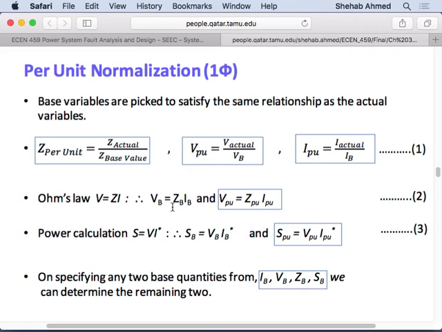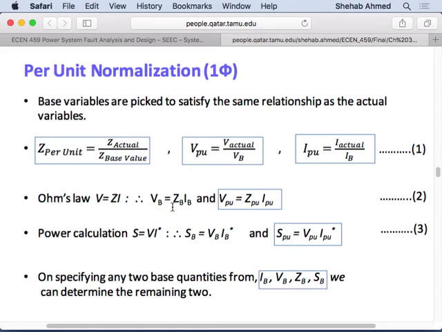But every time I see a transformer winding, I will choose a new base, because transformers change the voltage. So every time you see a transformer, you will choose a new base voltage. But the base power is the same, because the rating of the equipment is the same. It does not change in the system. So every time we see a transformer, we will choose a voltage base.